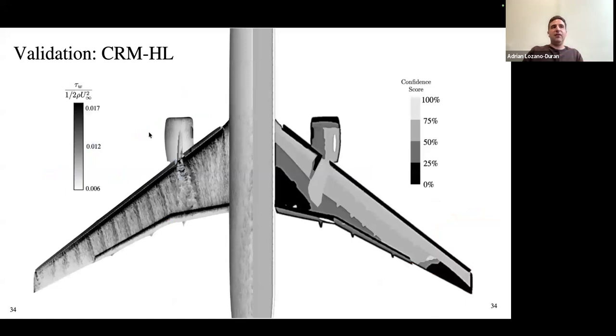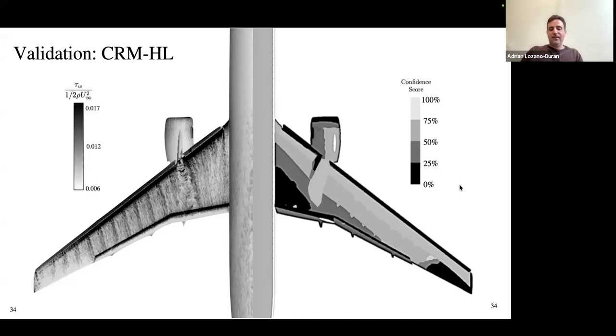So this is essentially on the left the prediction, and on the right the confidence. This could help us in a way to identify what the problems are. Over the wing itself and the nacelle, things are okay, but you see that there are some black regions. Those are the low confidence regions. You have some stripes at the leading edge of the nacelle and the wing. This is the slat that is deployed in this case.